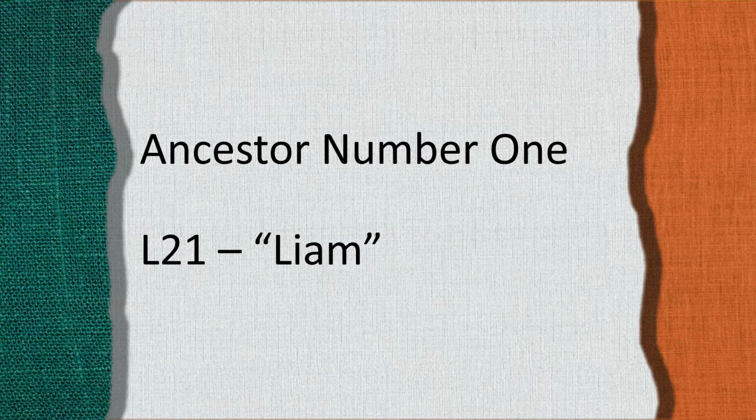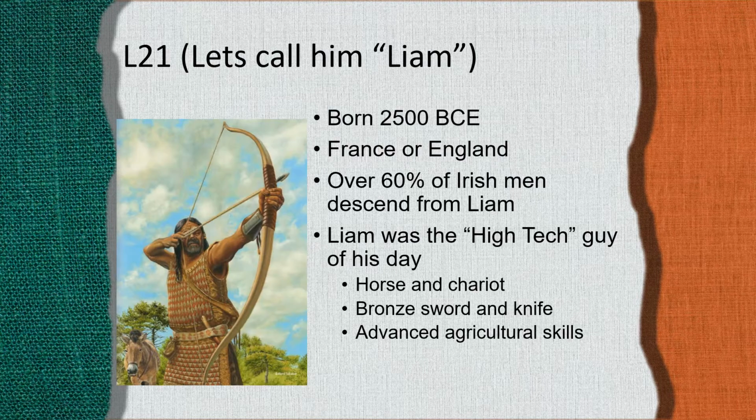Ancestor number 1 has a genetic code of L21, but I'm going to call him Liam for short. Liam lived probably around the year 2500 BCE. He was born somewhere in Western Europe, France, England, or possibly Germany. And over 60% of Irish men have an L21 marker, meaning they're descended from this guy, Liam.